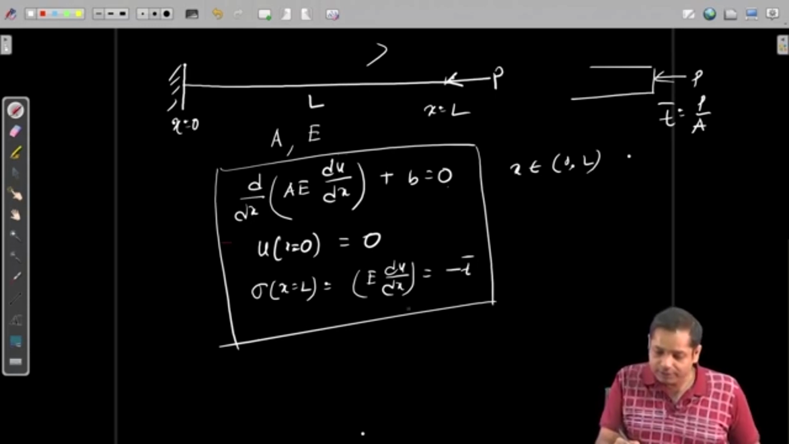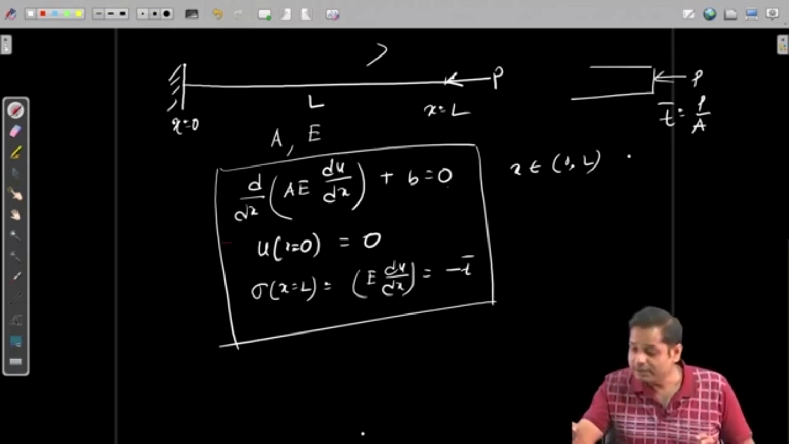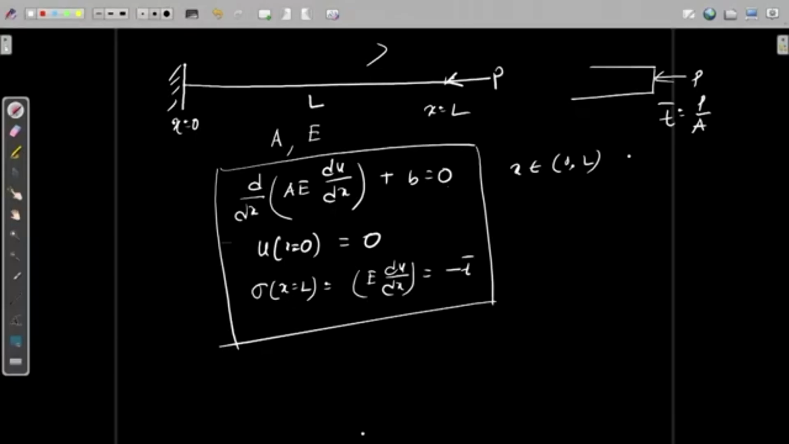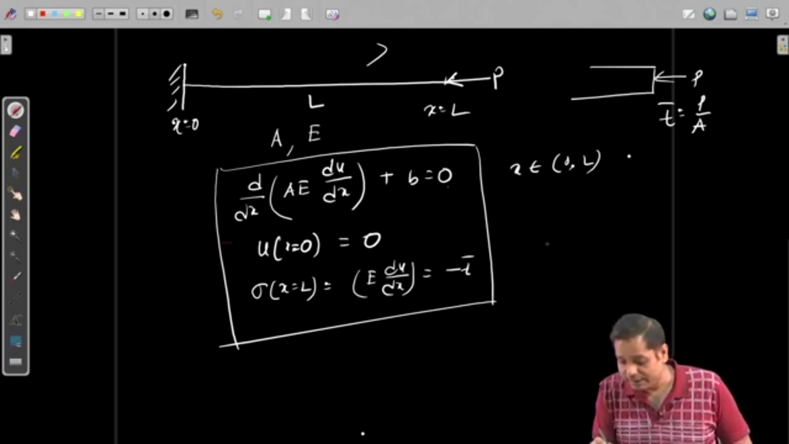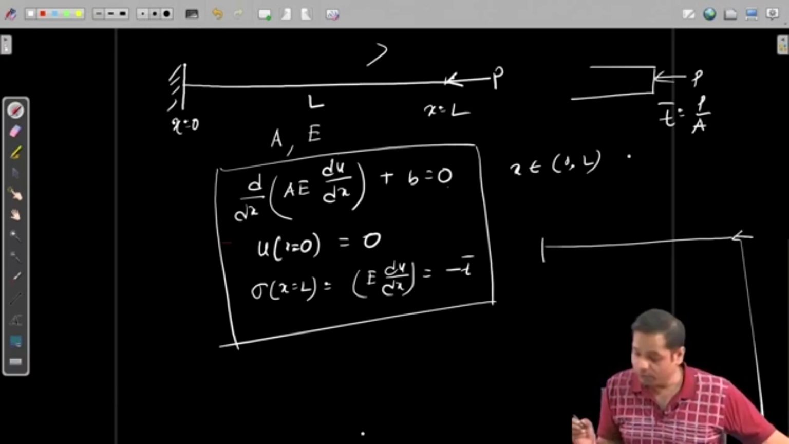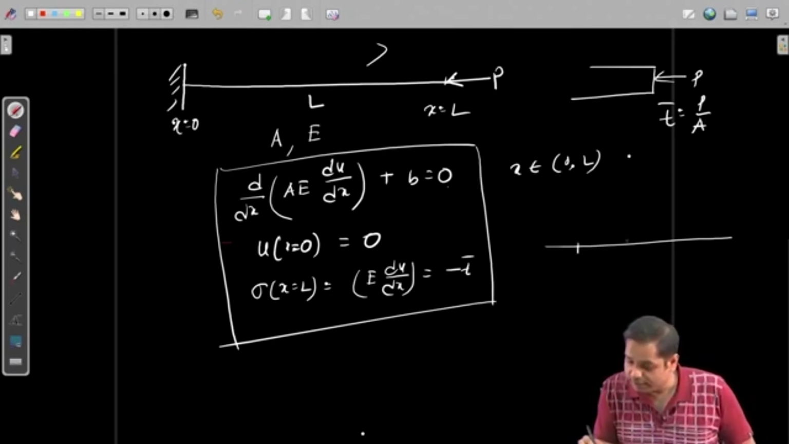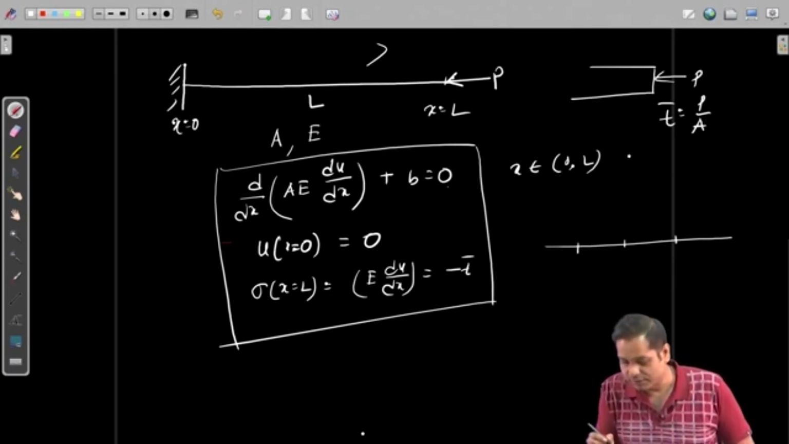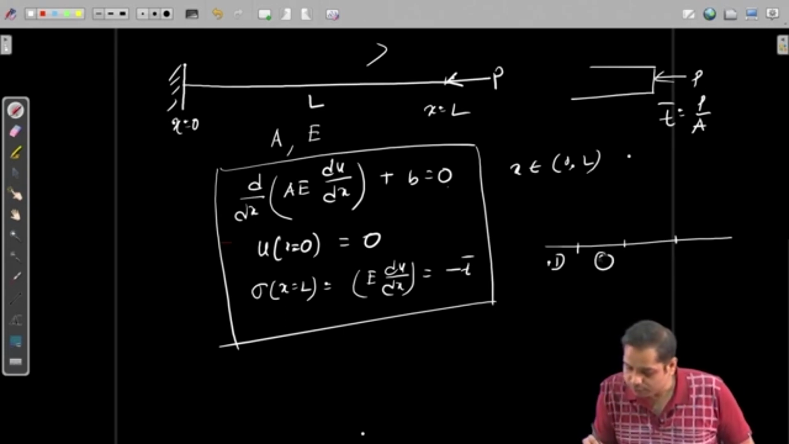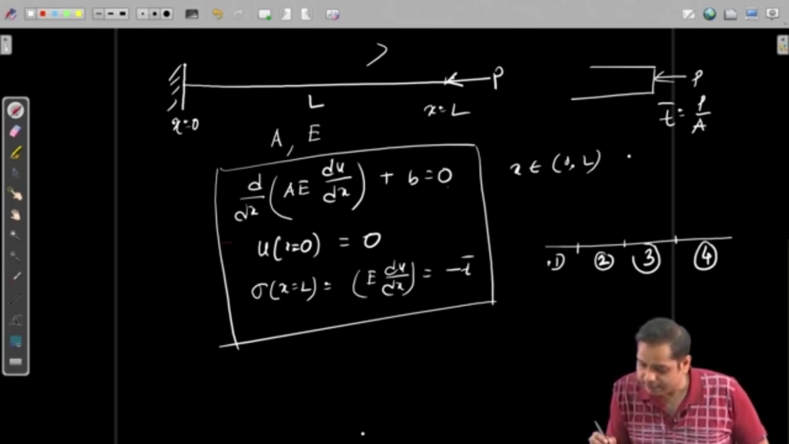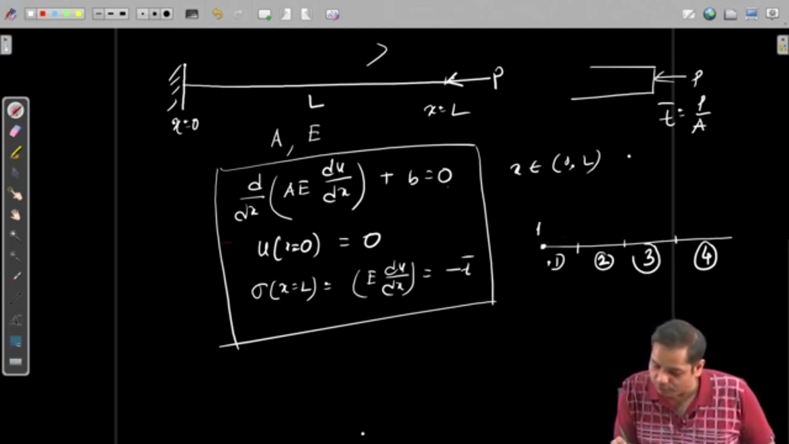Now these are the governing equations, and these equations need to be written for every element. Suppose I use finite elements here, so the entire bar is now discretized. Let us remove the load and the support as well. So the entire bar is represented by, say, 4 elements. This is element number 1, this is element number 2, this is element number 3, and this is element number 4. And this is node number 1.